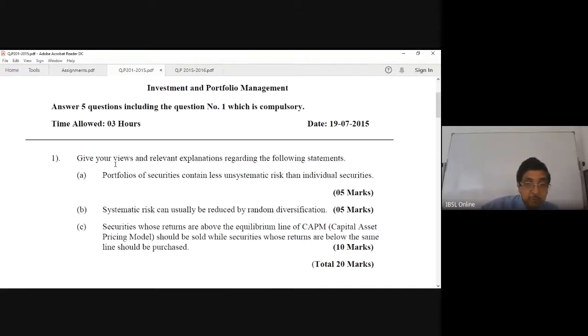Give your views and relevant explanations regarding the following statements. Number 1. Portfolios of securities contain less unsystematic risk than individual securities.